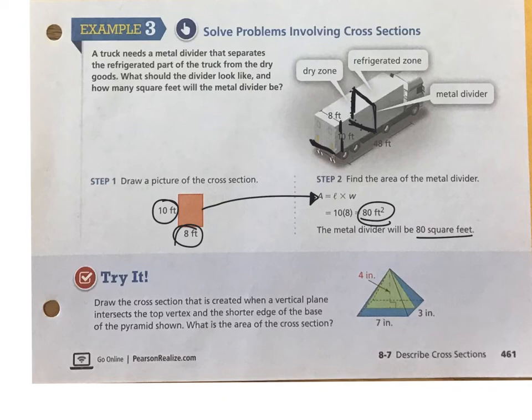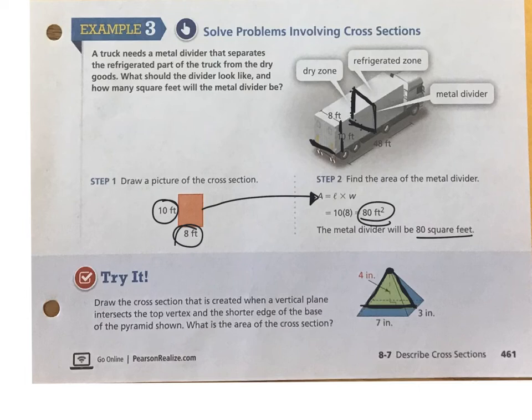Now complete the try it. Try to draw a sketch of the cross section that is created when a vertical plane intersects the top vertex and the shorter edge of the base of the pyramid shown. So the shorter edge here is where it intersects. So what are the dimensions and then the area of that cross section?